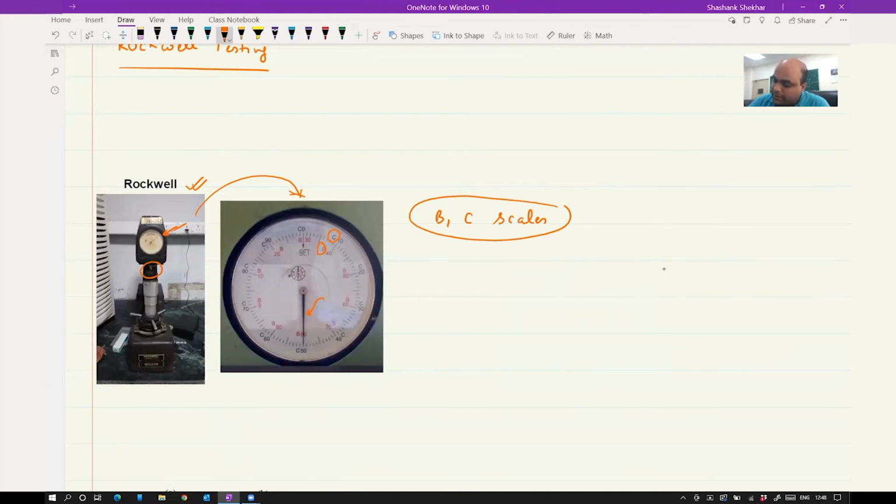The indenter here can be either a ball, or a conospherical indenter, also called a diamond cone. It is something like this, and this particular angle is 120 degrees. So this is the diamond cone.